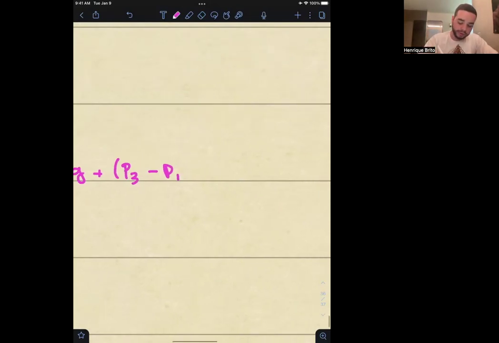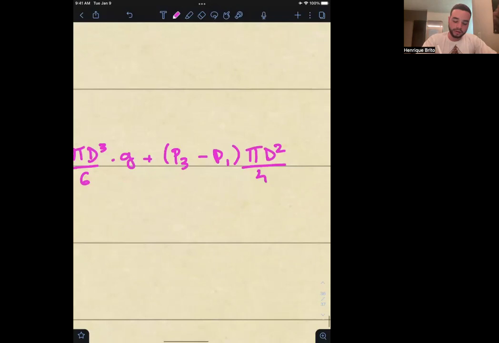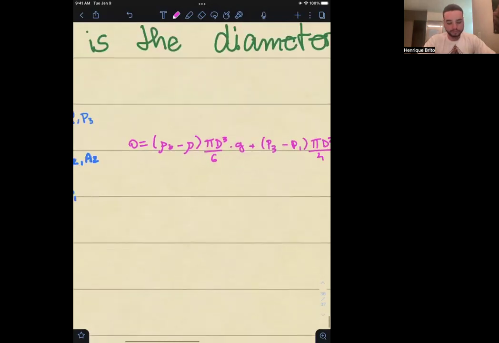Now that's times our area, which we're going to say is just area 1, but over 4. So that's our area, and this is all equal to 0.